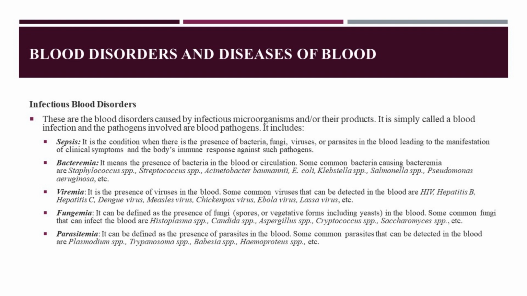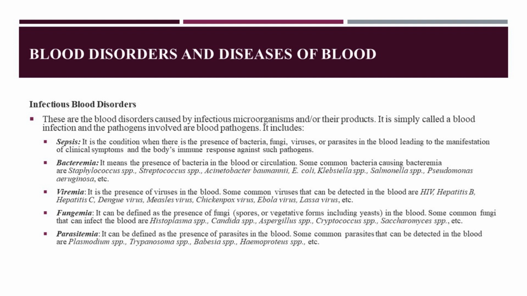Fungemia. It can be defined as the presence of fungi, spores, or vegetative forms including yeasts, in the blood. Some common fungi that can infect the blood are Histoplasma spp, Candida spp, Aspergillus spp, Cryptococcus spp, Saccharomyces spp, etc.